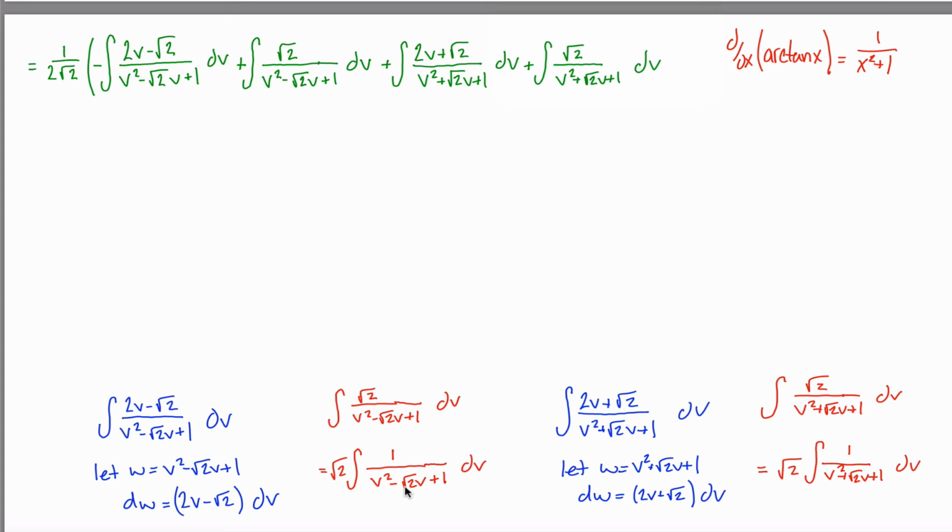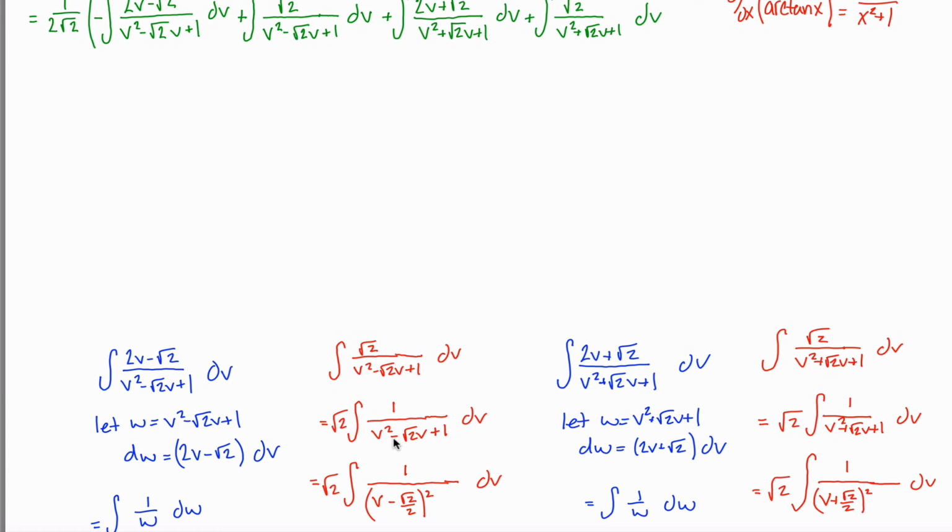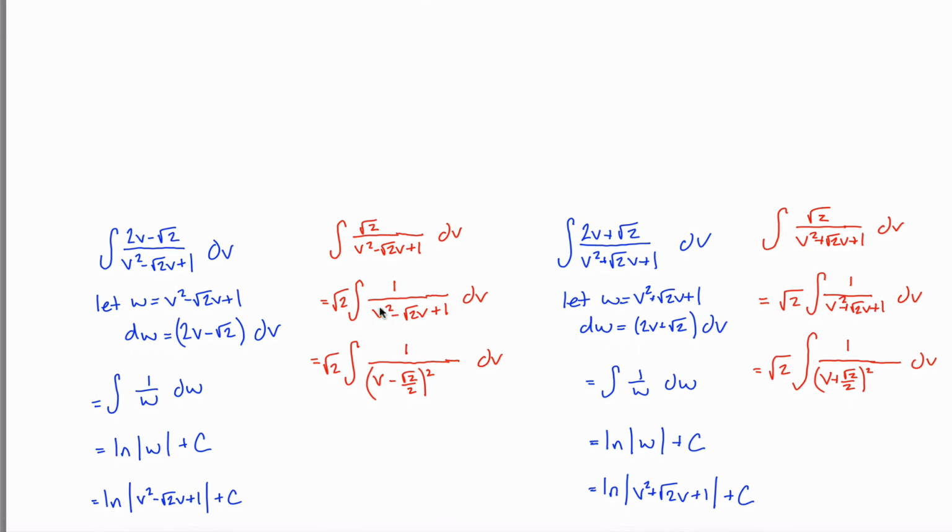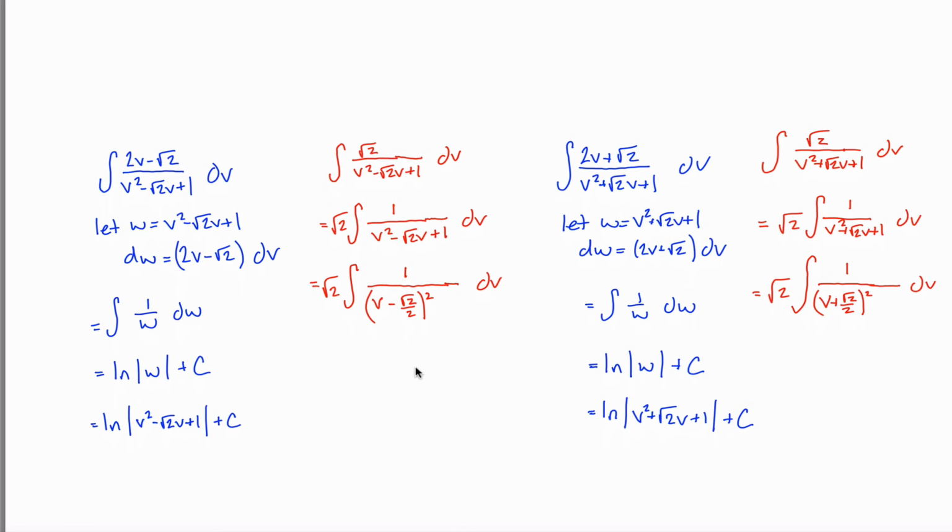But you're like, what about this negative root 2? Well, I can take care of this negative root 2v by completing the square. I can rewrite the denominator on this line as I wrote the denominator on this line. And you're like, wait, does that make sense?